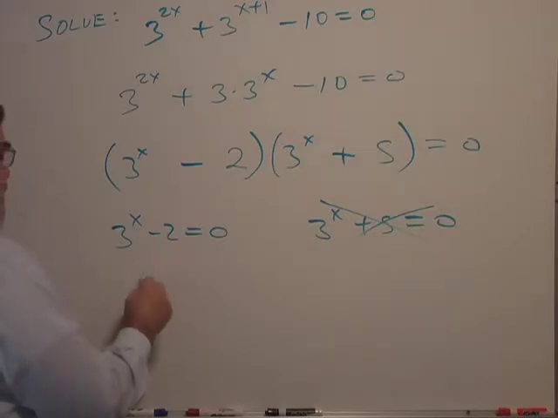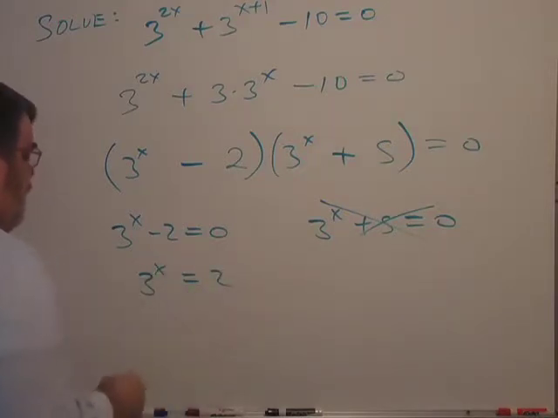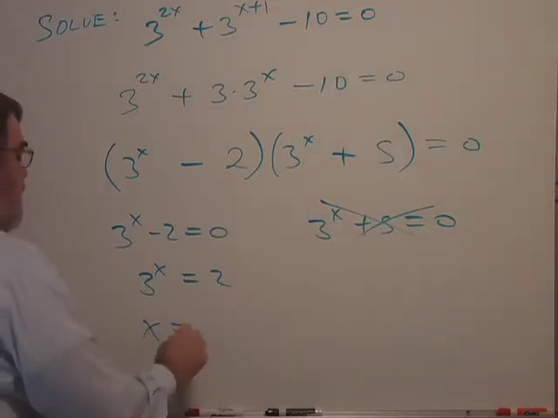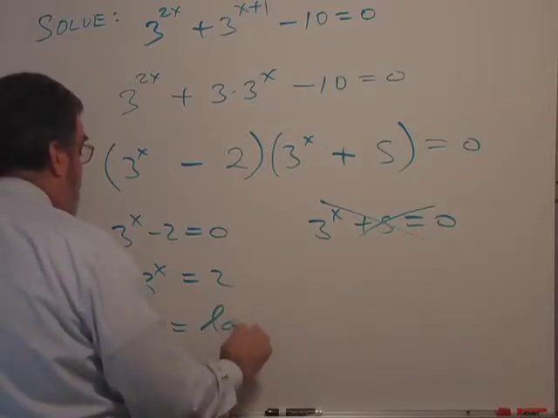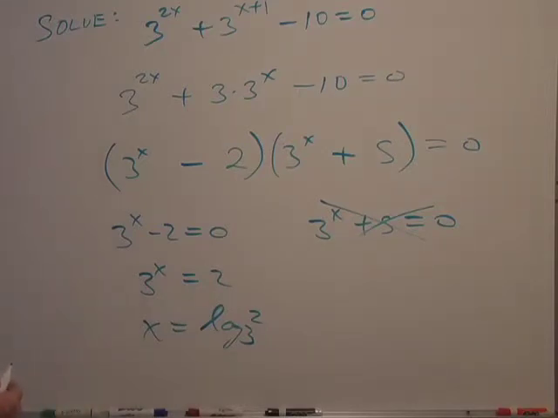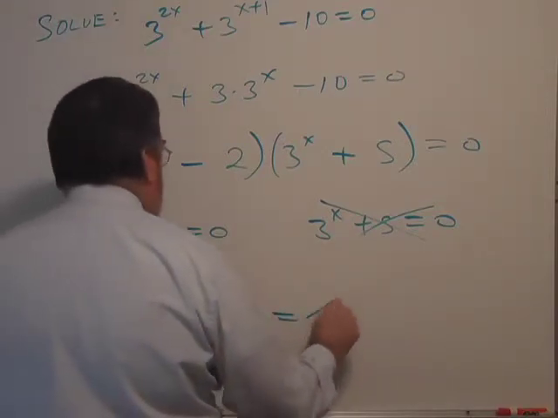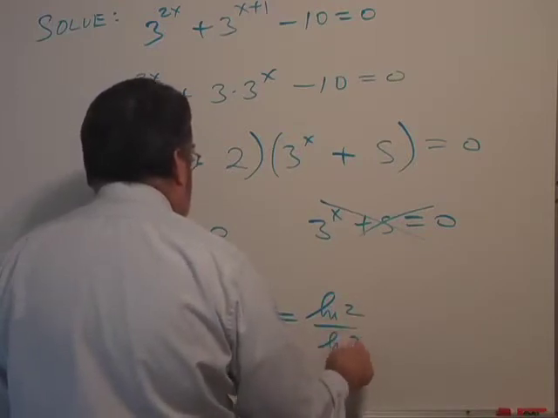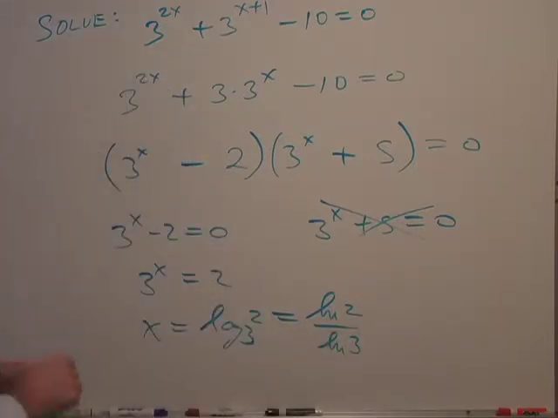Over here I've got 3 to the x equals 2. And so if we go to, let's see, how should we solve that? Well, we could go to logarithmic form, and x would equal the log of 2 base 3. Okay, but then you could use the change of base formula. This would be natural log of 2 over natural log of 3. So that's one way to get that one there. So, all right, we have an answer.